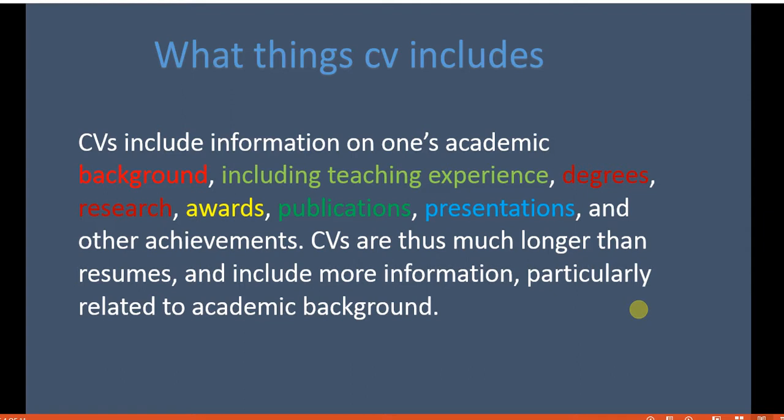CVs include academic background, meaning whatever you have studied inside academies, those things you have to write, including teaching experience. For example, if you've taught inside any academy, you have to write it down inside your CV. Degrees and research regarding your degrees, your qualification, education, the research that you have done, you have to write. Awards related to your performance in your life, whatever awards and prizes that you've gotten, you have to write them down.